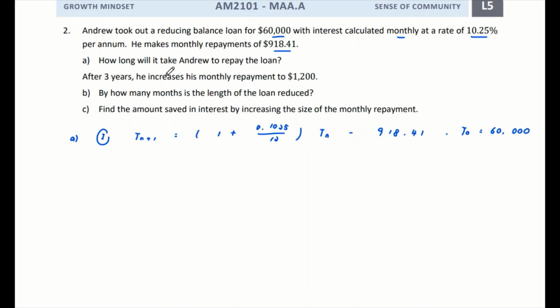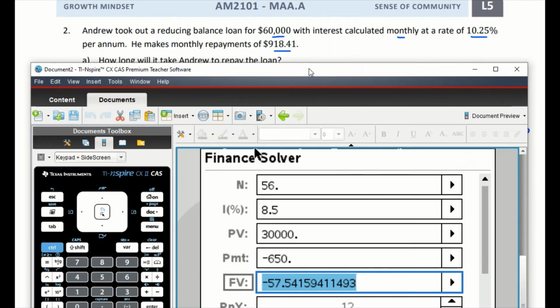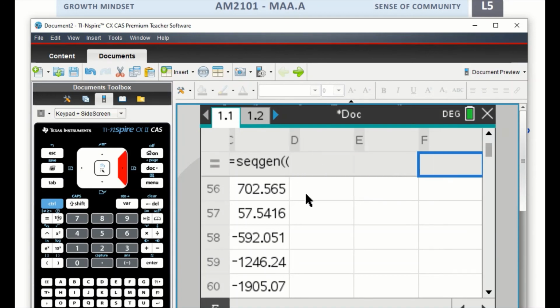Alright, so how long will it take Andrew to repay the loan? So we need to generate this sequence in our calculator. Then we try to see from the positive value to the negative value. Then from there, we'll be able to find out how long he needs to repay the loan. So that's why let's try to solve this. Okay, so let's try to do the recursive rule first.